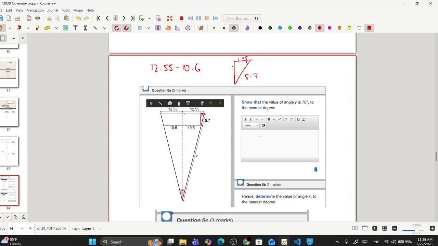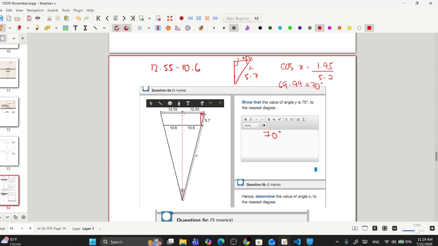So we have the hypotenuse, we have the base. Which trigonometric identity links base and hypotenuse? It is the cosine. So cosine of x equals 1.95 over 5.7. So cosine inverse of 1.95 divided by 5.7 gets you the answer, and that becomes 69.99, which is roughly 70 degrees.